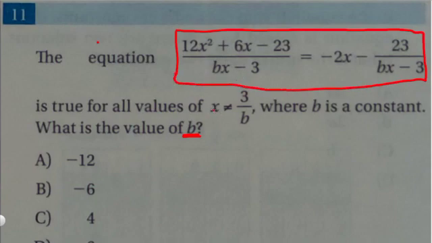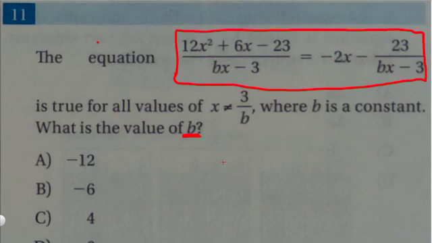And notice that here we have x cannot be equal to 3 over b, because that will make our denominator bx minus 3 equal to 0. When we are dealing with rational equations, we avoid having the denominator equal to 0, because that will give us an undefined evaluation for this rational expression. So here, to find the value of b, we're going to simplify this rational equation above.